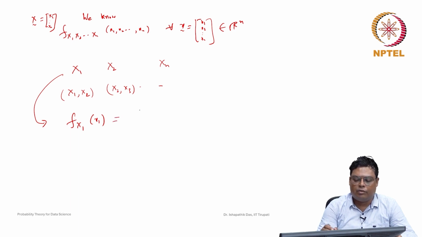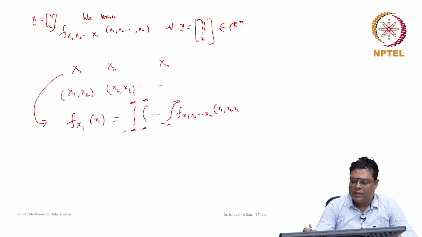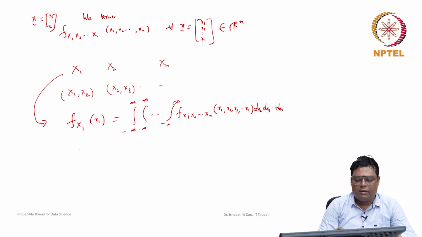So we have f of x1, x2, ..., xn. Then f of x1 will be nothing but the integration from minus infinity to plus infinity, for each of the other variables. Here we have to do the integration because we want to keep x1. So we keep x1 and integrate x2, x3, ..., xn, that is dx2, dx3, ..., dxn. If you do this, you will get the marginal probability density function of x1.